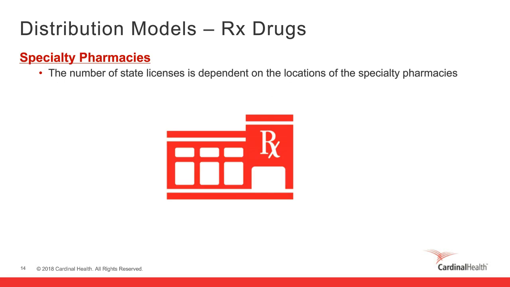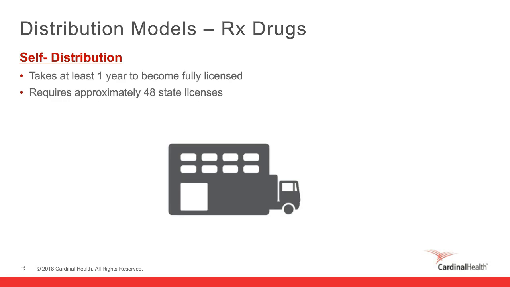If your company is utilizing a specialty pharmacy, the number of state licenses will be determined by the specialty pharmacy locations. Depending on the state, a separate license may be required for each location. If it is determined that your company will be self-distributing a prescription drug, nearly all states will require a license, and this process can take upwards of a year.